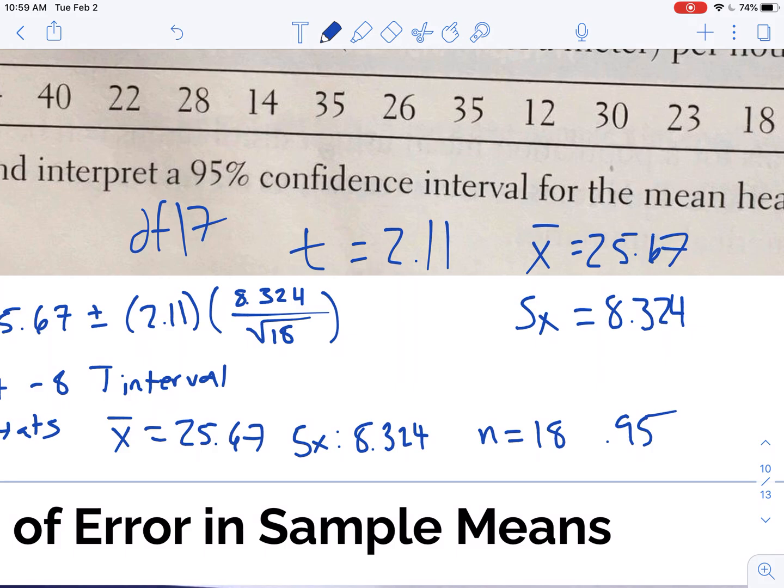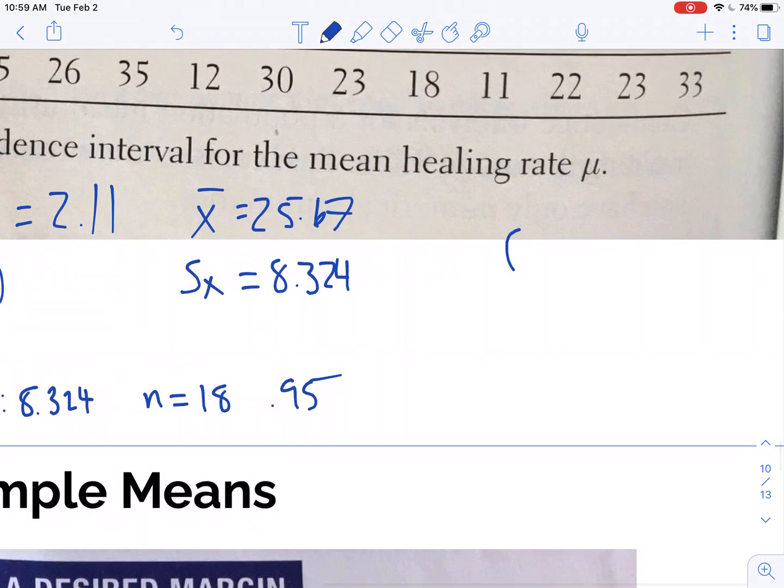So then I will go down, I hit calculate, and then it tells me my confidence interval. So my confidence interval here is 21.527 and 29.806.